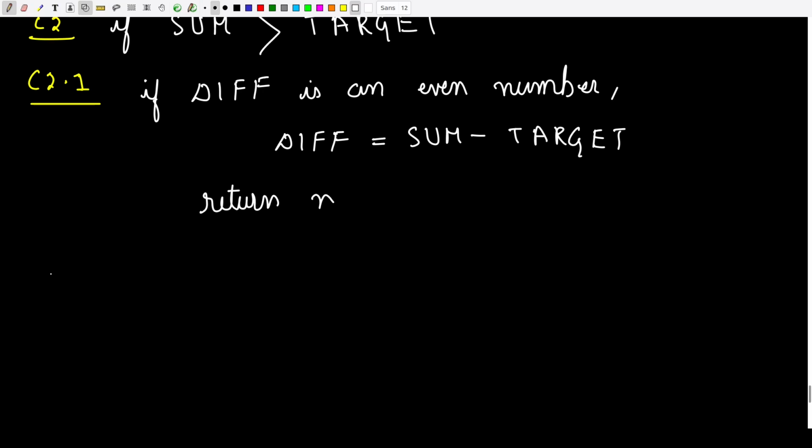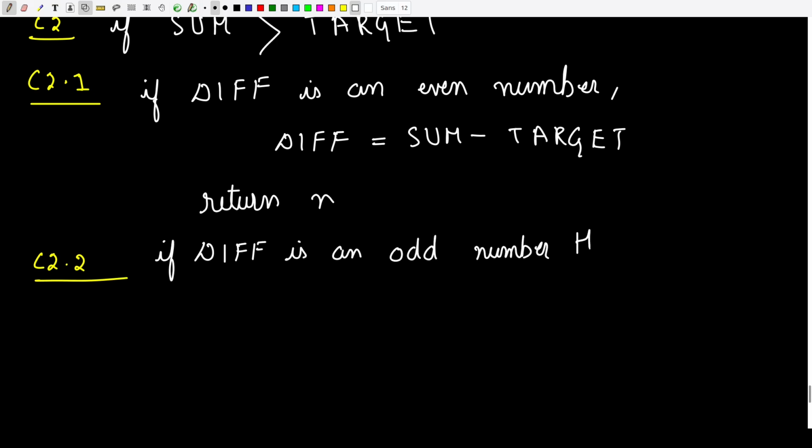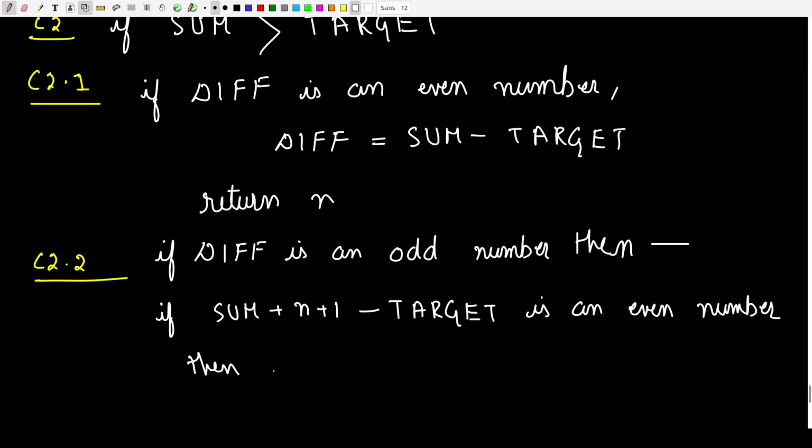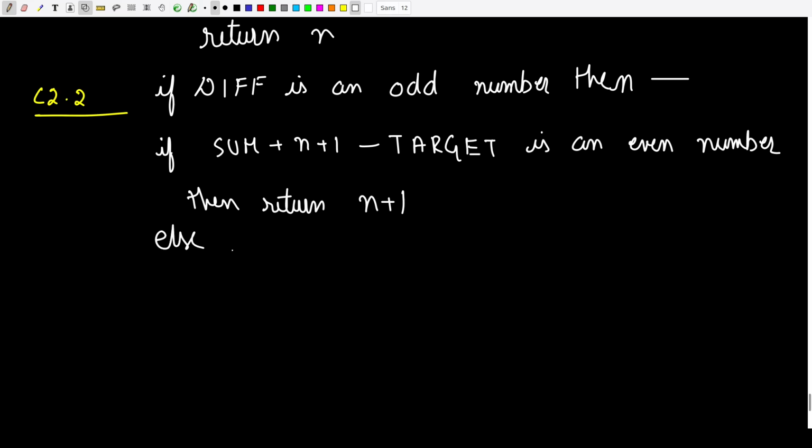So just by flipping that number, we will be able to reach our target, because of which we are going to return n. Otherwise, if diff is an odd number, and here there are two cases, then if sum plus n plus 1 minus target is an even number, then return n plus 1. Otherwise, return n plus 2. And folks, that's the complete discussion of the solution. Now let us discuss the pseudocode.